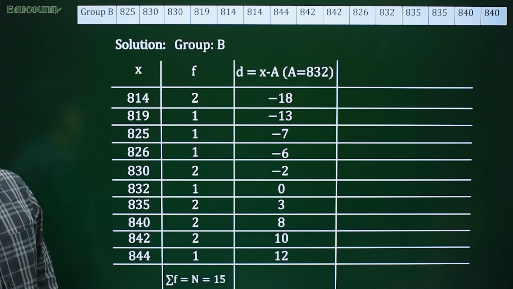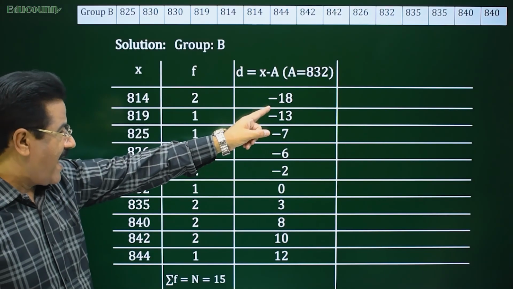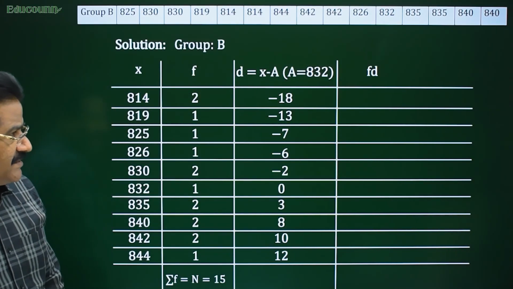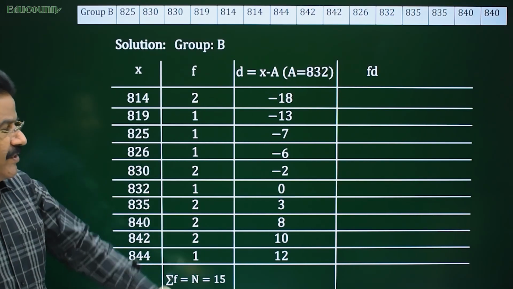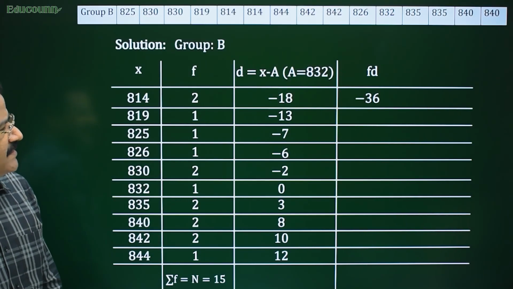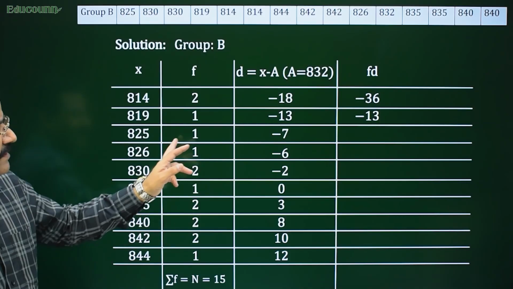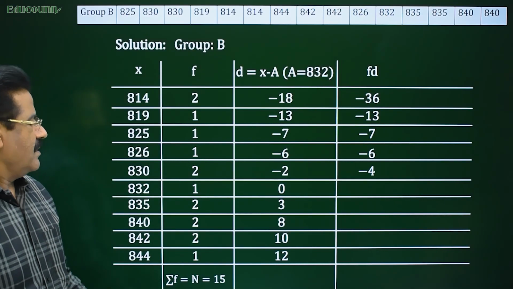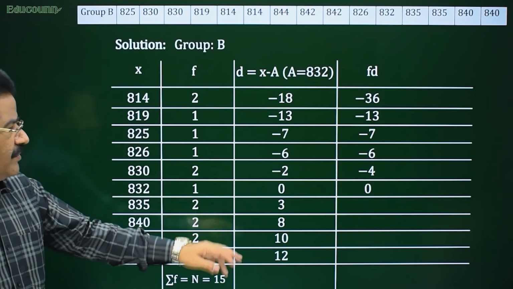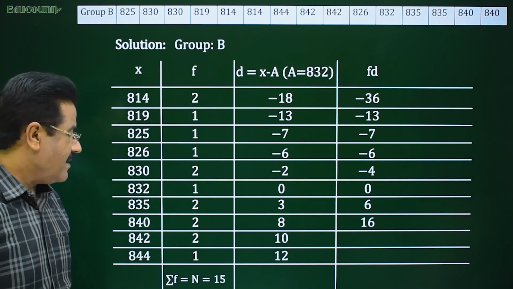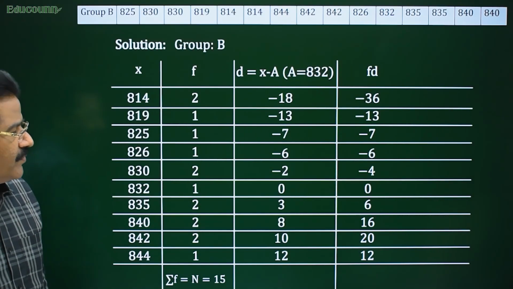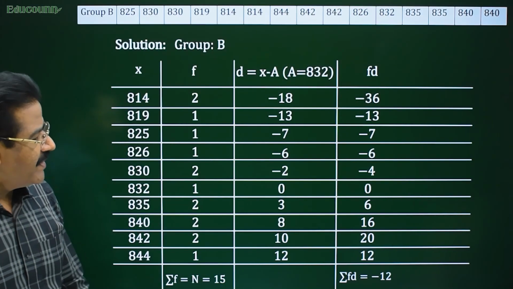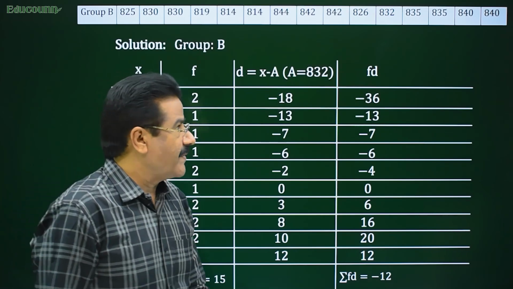Now let us take the next one, F into D. We have to multiply column number 2 and column number 3 with each other. That is FD. So 2 into minus 18, minus 36, minus 13, minus 7, minus 6, minus 4, 0. 2 into 3, 6, then 16, then 20, and then 12. Add this. That is summation of F into D, which comes to be minus 12.